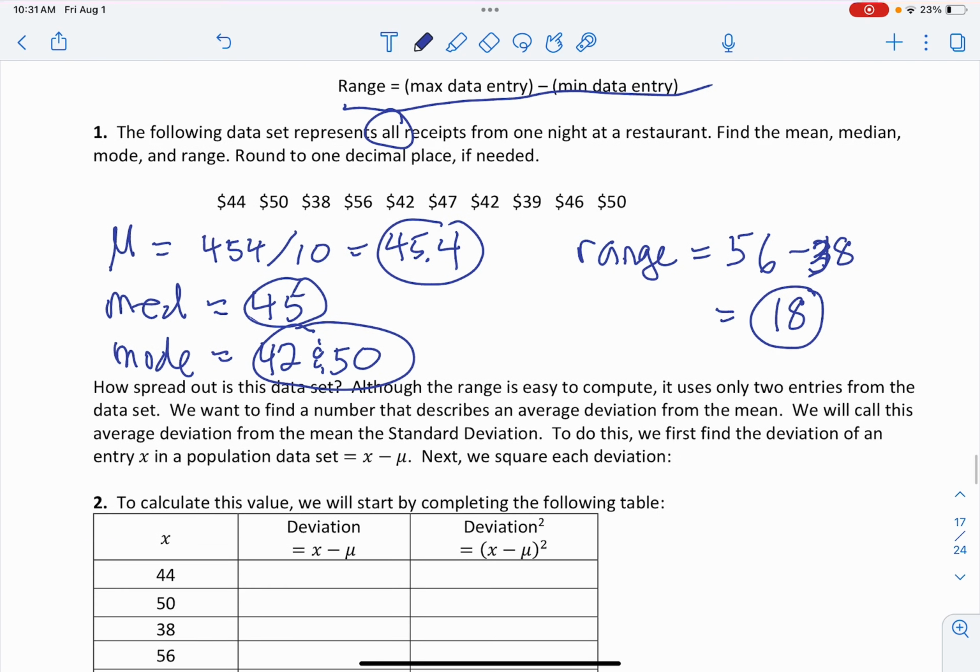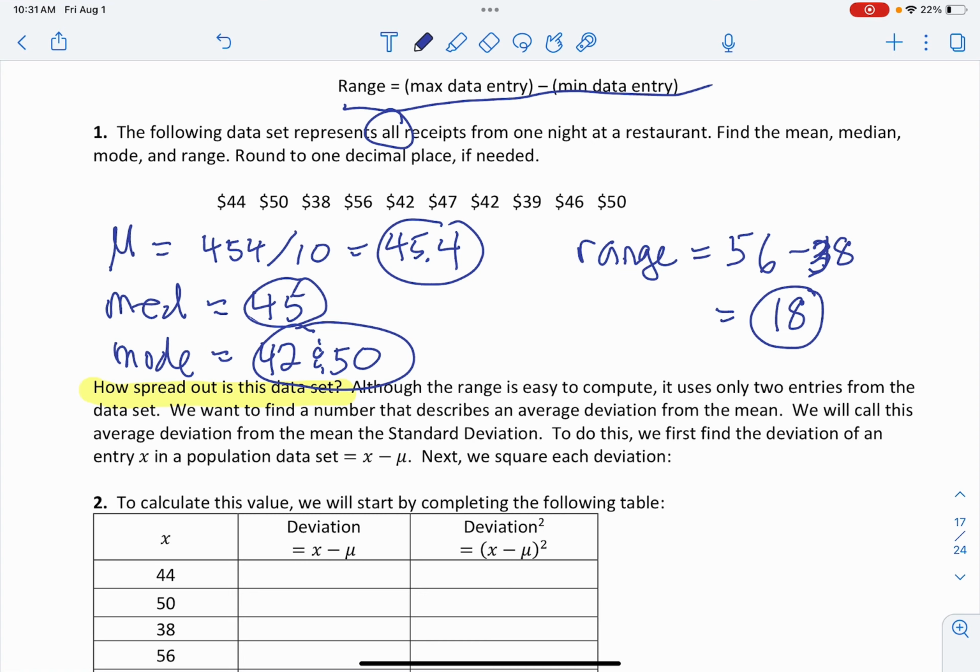Okay, so how spread out is this data set? That is the key to all of this. Right. Range is one way. I mean, we could say that the range is a measurement of spread, but it only uses two entries. It doesn't include anything between. Right? We want to find a measurement that uses all the entries, and we're going to call this the standard deviation. Right? It's kind of like an average deviation from the mean. You can think of it as a type of average deviation away from the mean.